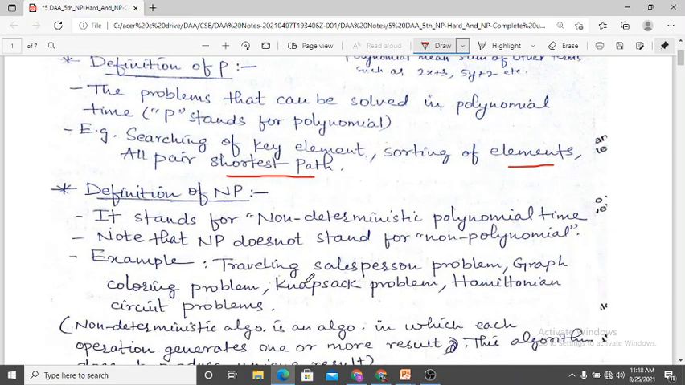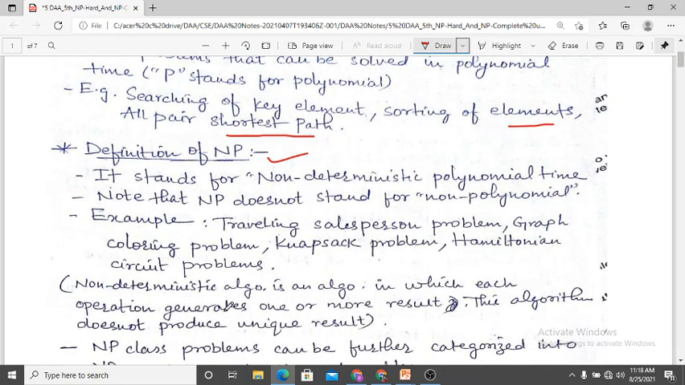The next is the definition of NP. What does NP stand for? It stands for non-deterministic polynomial time. Note that non-deterministic polynomial does not stand for non-polynomial. Examples: traveling salesperson problem, graph coloring problem, knapsack problem, Hamilton circuit problem. These are all non-deterministic algorithms. A non-deterministic algorithm is an algorithm in which each operation generates one or more results. This algorithm does not produce a unique result.